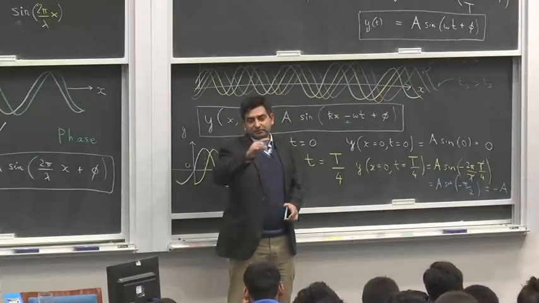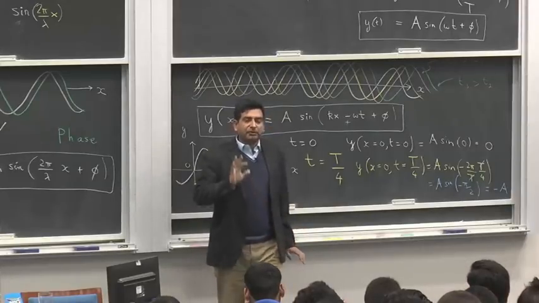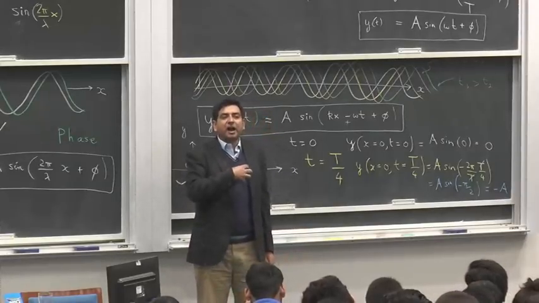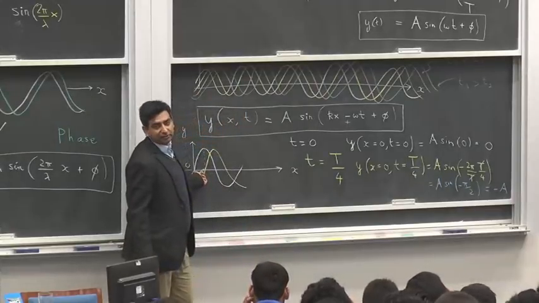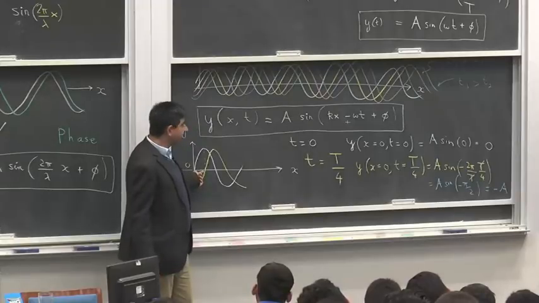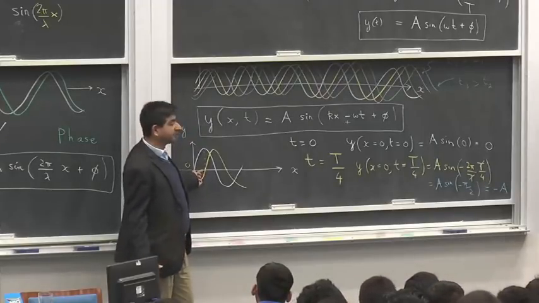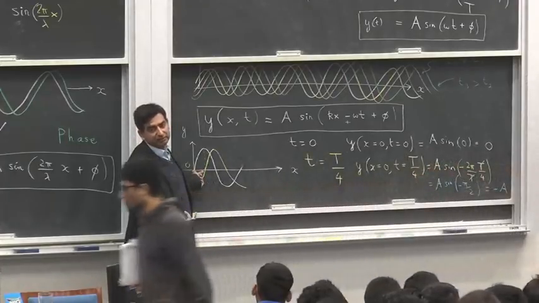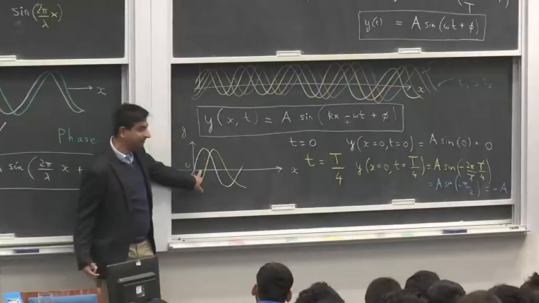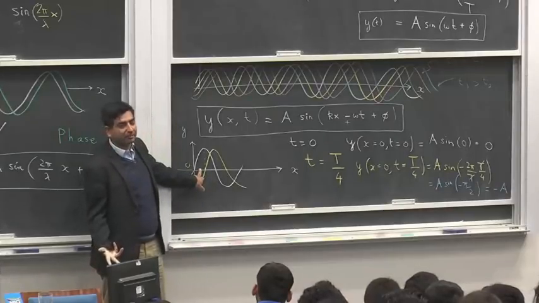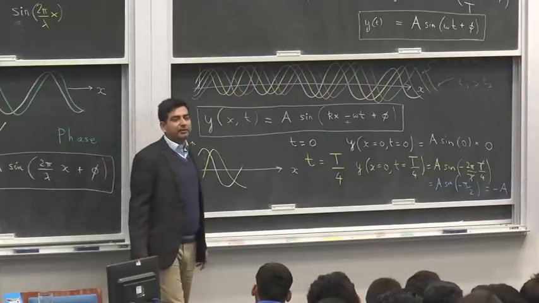Yes, you had a question. The phase is our choice. Whatever our heart desires, we can put the phase. I'm choosing that at time t equals 0, x equals 0, this disturbance is 0. I'm choosing that. This is the picture that I've drawn. This is my choice. If I were to put my origin here instead, then my phase would be non-zero. But I'm putting my origin here for simplicity. Okay? Yes.